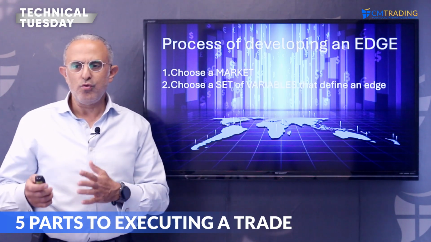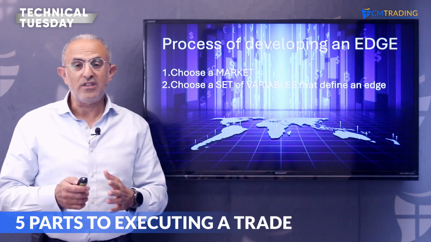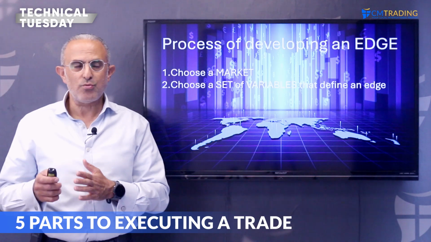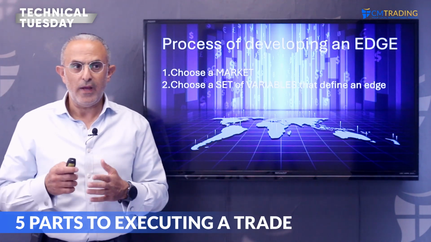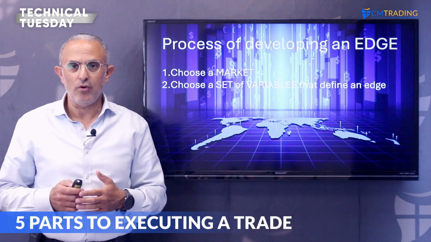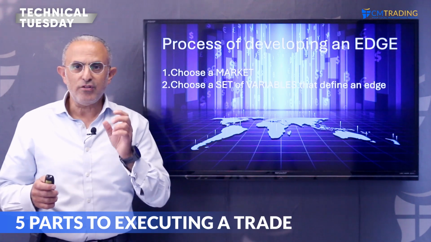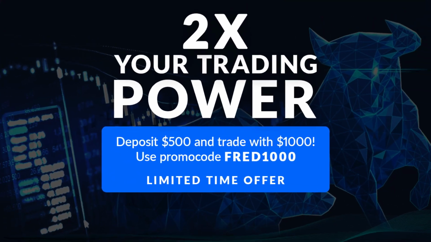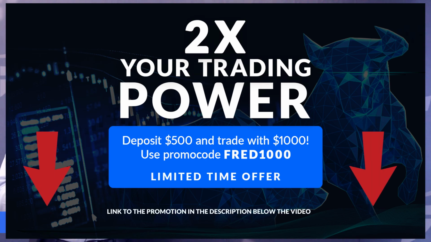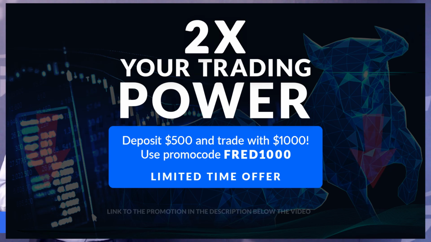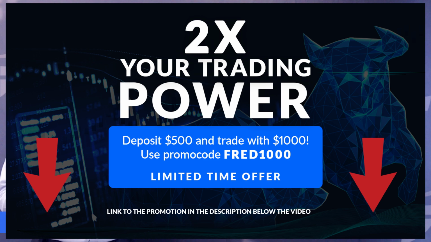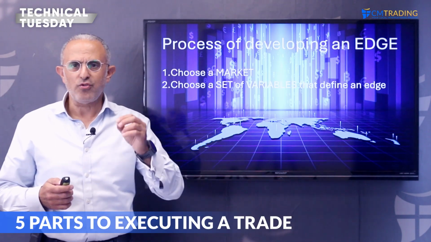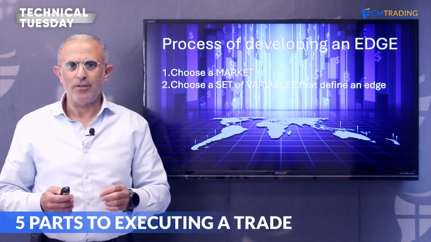Then you choose to set variables that define your edge. Like I said before, Jim Simmons was very different than Warren Buffett. Peter Lynch is very different than Ray Dalio. They all had their set of criteria for why they enter the market. Now, you have to do that work yourself. There are a lot of books out there about technical analysis, and we've even spoken about it several times, but you choose 3 or 4 that you apply to a certain market on a consistent basis.